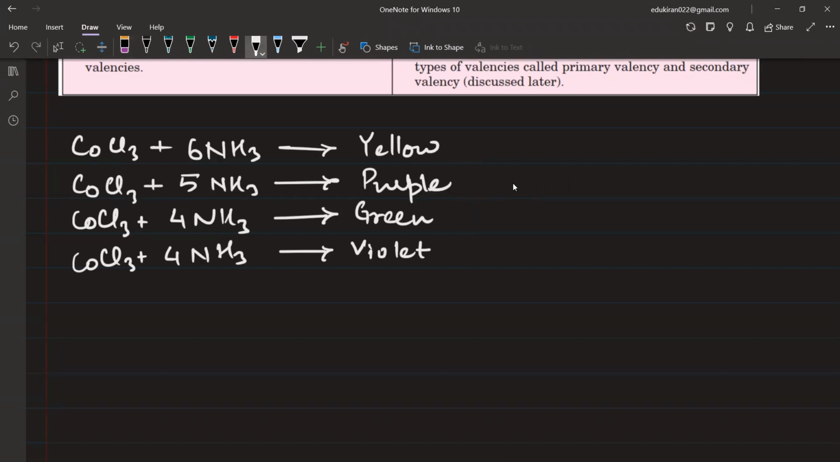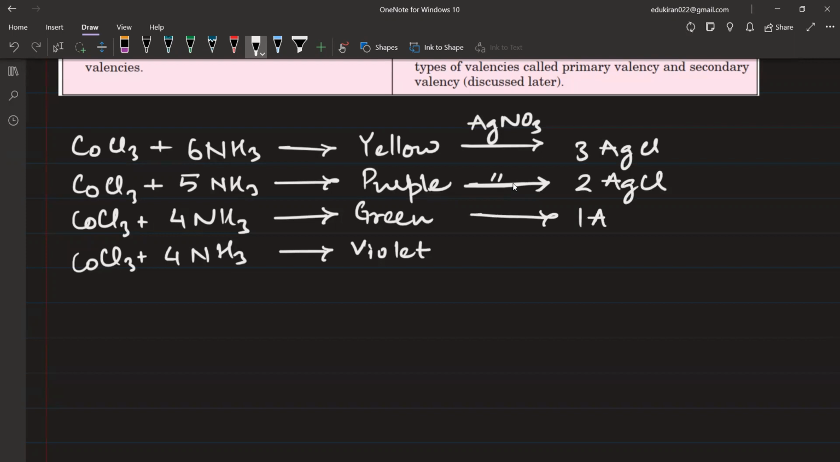So what he said was: if I have Cl negative and I react this Cl negative with AgNO3, then this Ag is going to react with Cl negative and form AgCl. So in the first experiment, when he did CoCl3 plus 6 NH3, he got 3 moles of AgCl. In the second, the purple one, he got 2 moles of AgCl. For the third case, he got 1 mole of AgCl, and in the fifth one, he got 1 mole of AgCl also.